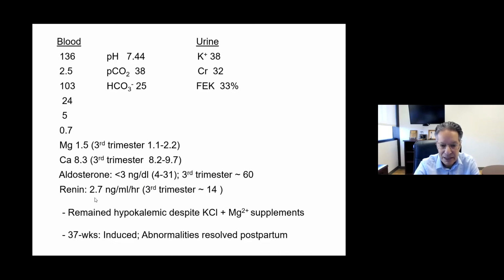And the renin was 2.7, which isn't very low, but in the third trimester, it should be around 14. So it was low relative to physiologically what should have been present. And the patient remained hypokalemic despite getting potassium chloride, in the form of KCl, with Mg supplements. At 37 weeks, she was induced, and again, the abnormalities resolved postpartum.